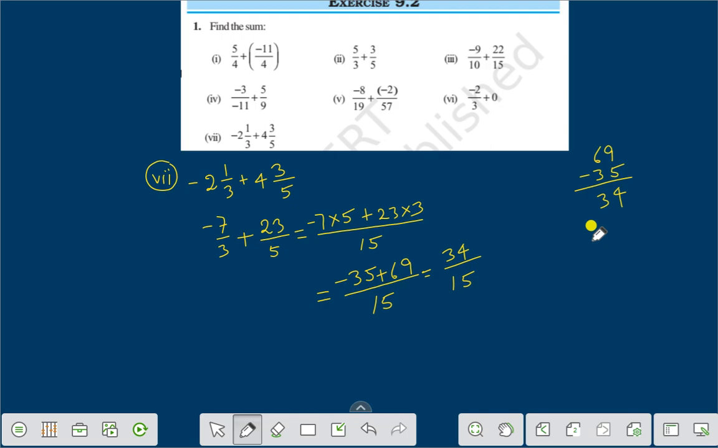Now if we divide 34 by 15, 15 twos are 30, the remainder is 4, so we can write it as 2 whole 4 by 15, right? That is 2 whole 4 by 15.